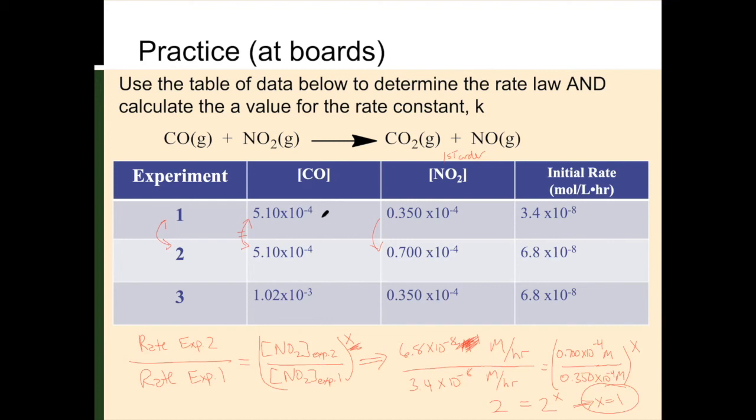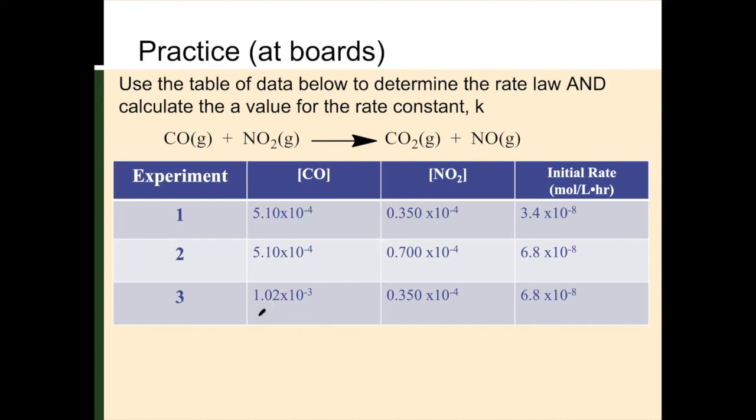So let me erase all this and I'll do that. Okay, so once again, we start with looking for 2 experiments that have the concentration of NO2, which I know now is first order, held constant, right? So that's these 2 experiments. It's the same. And this one changes. It goes up, right? It goes from 5.1 times 10 to the minus 4 up to 1.02 times 10 to the minus 3.